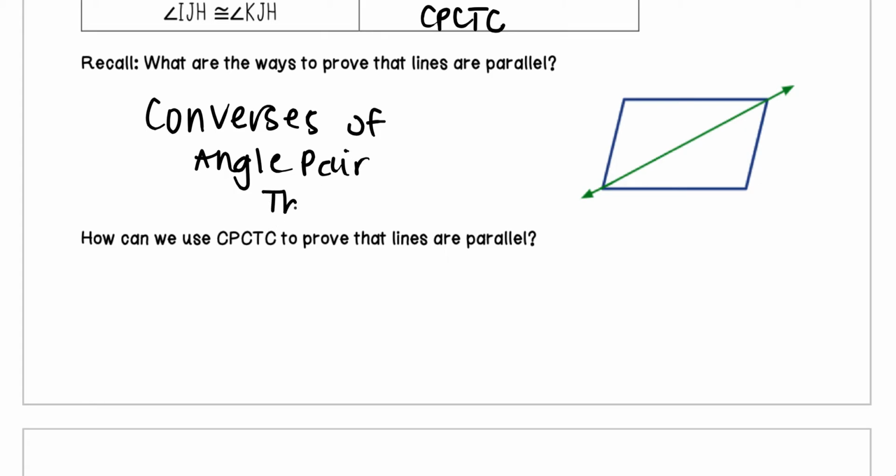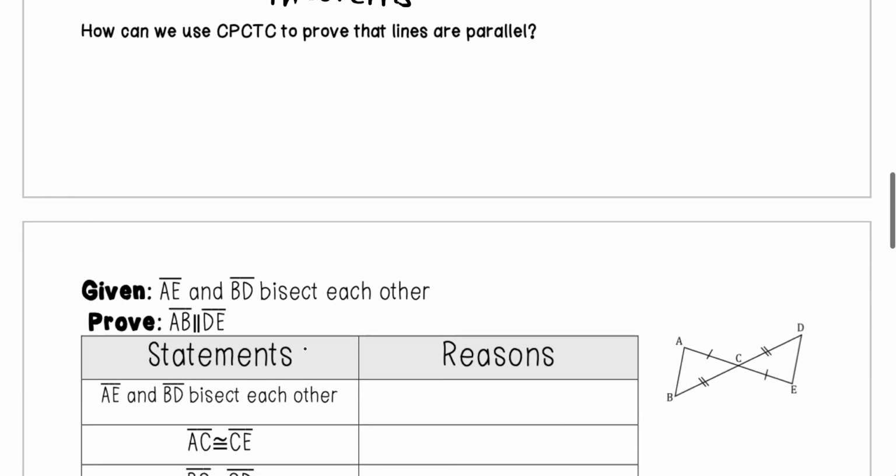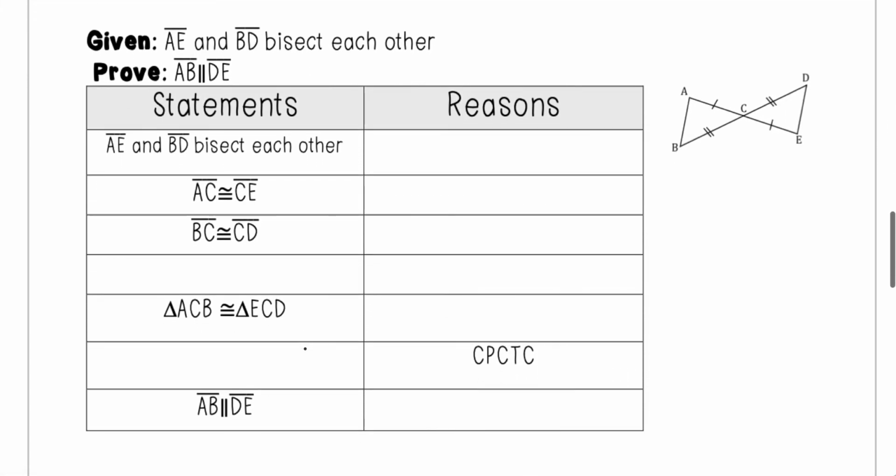So we're going to use those converses to help us, and CPCTC is going to lead us to using the converses to prove lines parallel. Once you prove that triangles are congruent, then we'll have enough information to use CPCTC and the converses to say that the lines were parallel. So what I mean by that is we are going to try this proof here.